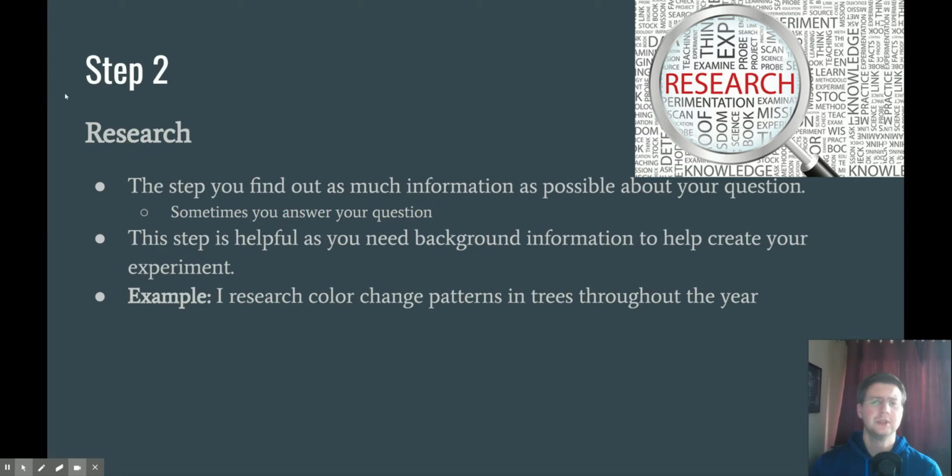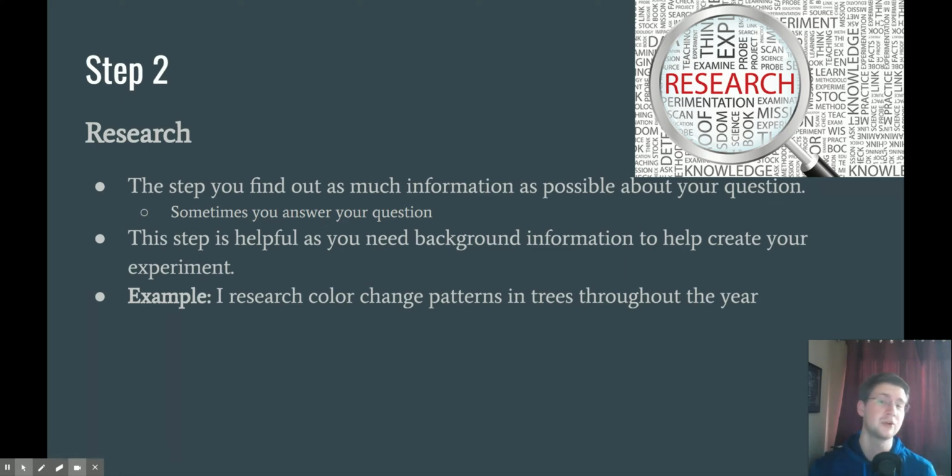Step two is our research. So, just like if you have a problem, you notice something, your next step is generally to figure out as much as you can about it, right? Try to find possible answers, try to find out more information to solve that problem or answer that question, that thing you're curious about. And so you're going to research. So it's a step where you find out as much information as possible about your question.